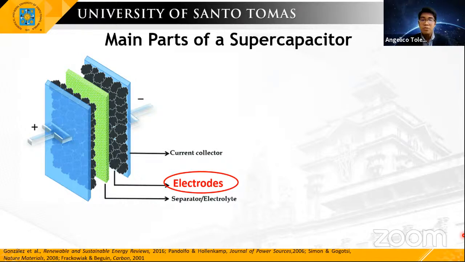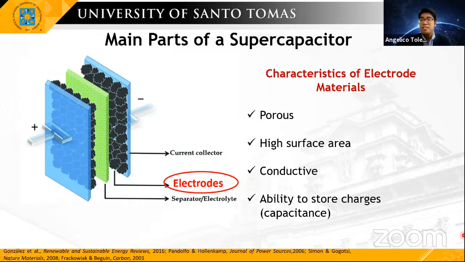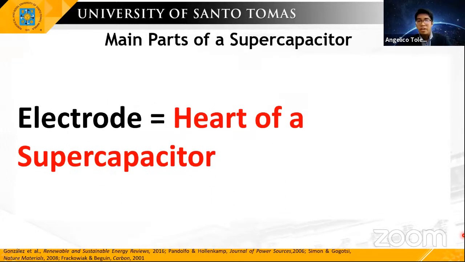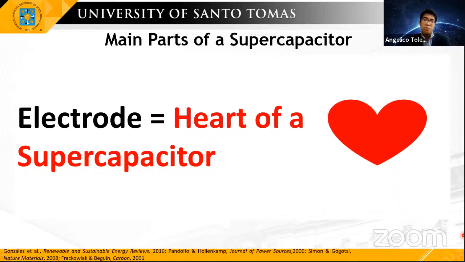So for the materials to be suitable supercapacitor electrodes, they must satisfy these characteristics. One, it must be porous. Two, it must have a high surface area. Number three, it must be conductive. And number four, it has the ability to store charges. So because of these characteristics, electrodes are considered the heart of a supercapacitor.